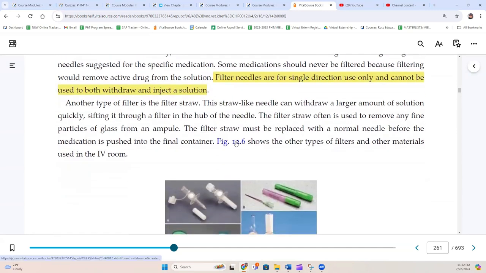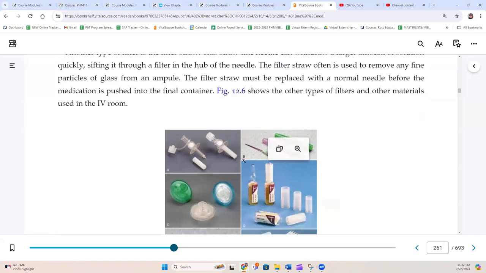Another type of filter is the filter straw. The straw-like needle can withdraw a larger amount of solution quickly, sifting it through a filter in the hub of the needle. The filter straw often is used to remove any fine particles of glass from an ampule. The filter straw must be replaced with a normal needle before the medication is pushed into the final container.